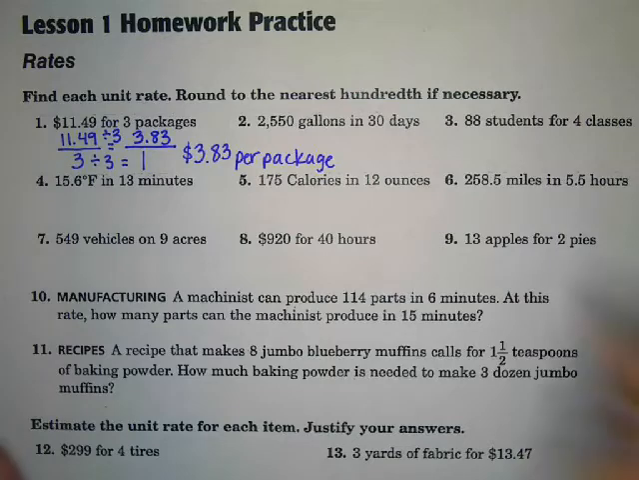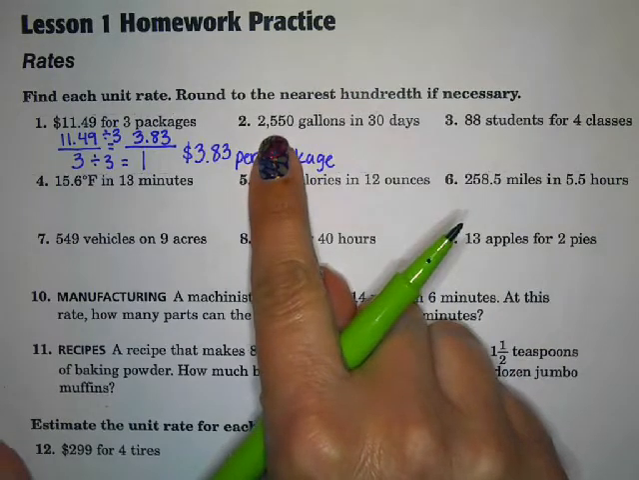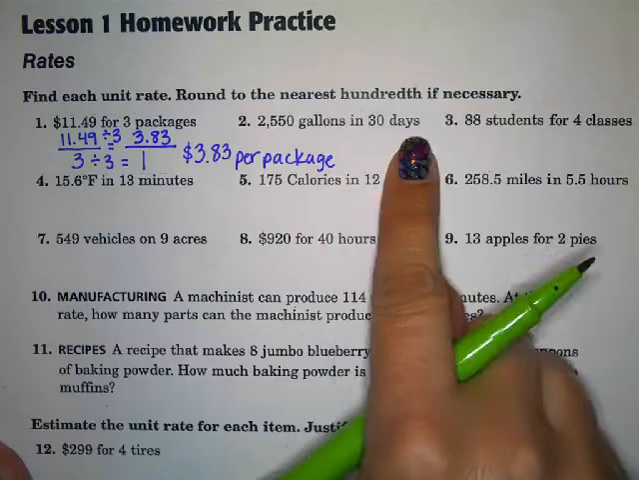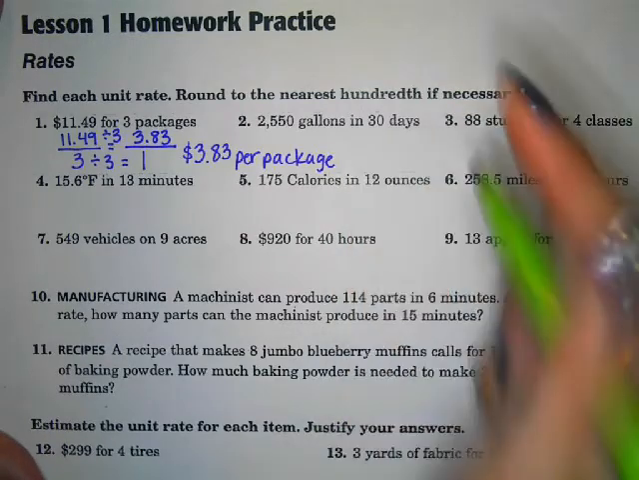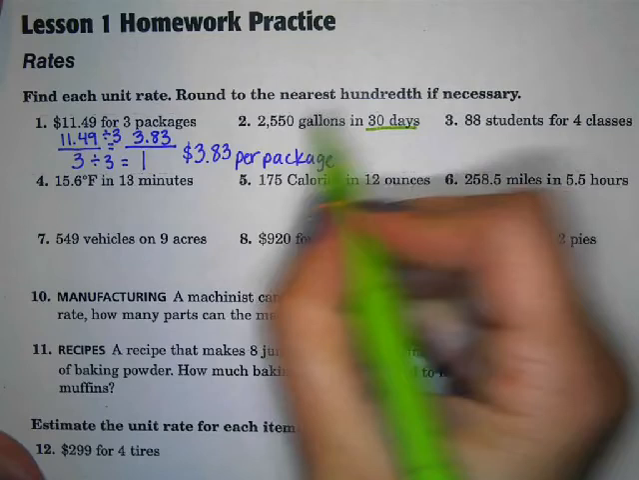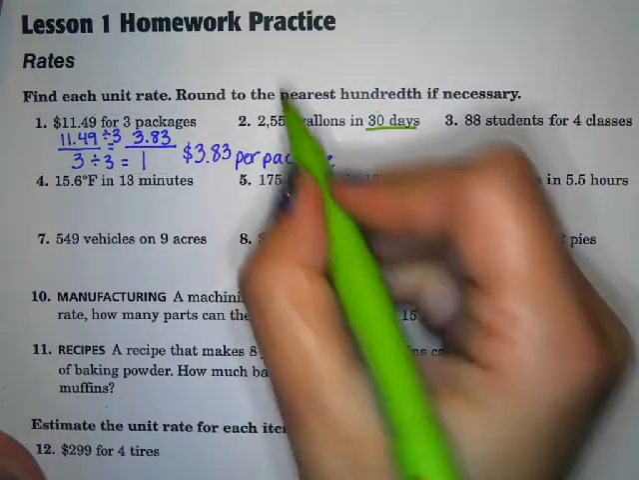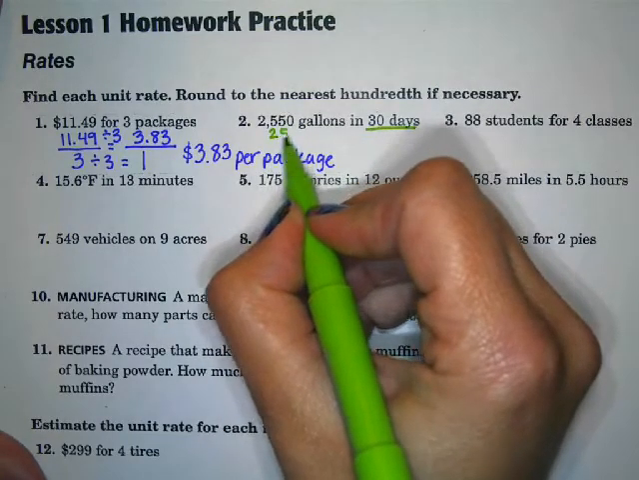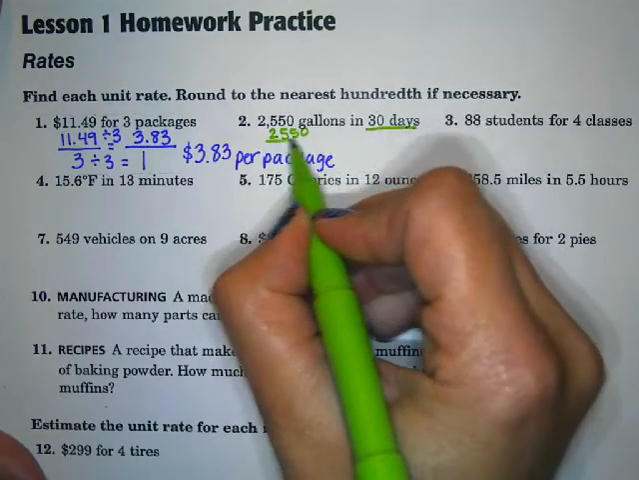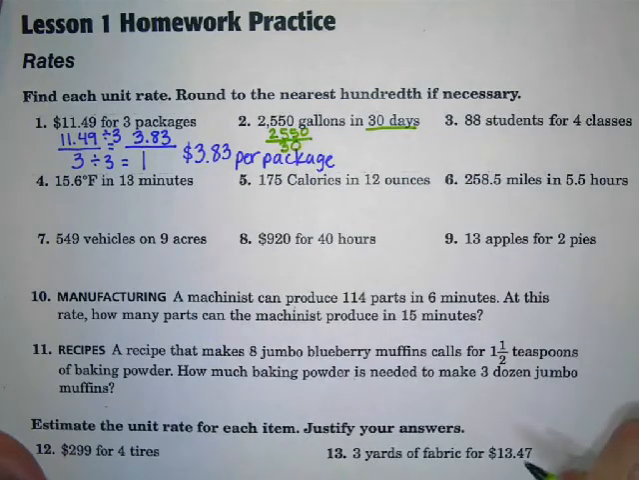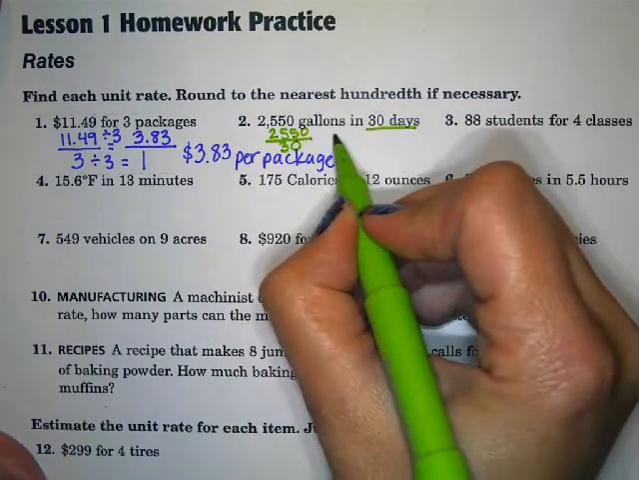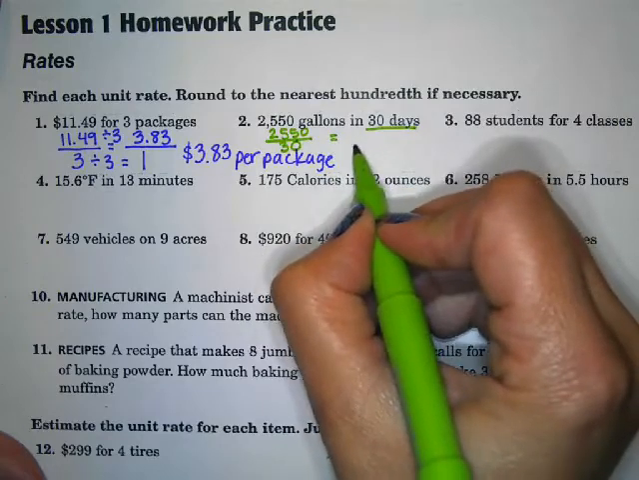So same thing, we have 2,550 gallons in 30 days, and we want to know how much for one day. Okay, so we want out of 1 day. So we're going to go ahead and set up our fraction again. So we have 2,550 gallons to 30 days. That's our ratio. And we want to know how much in 1 day.